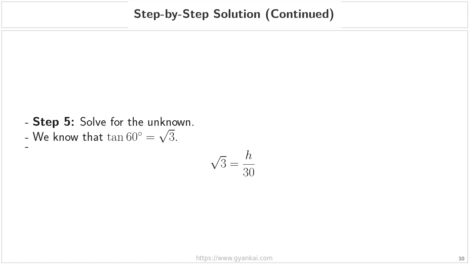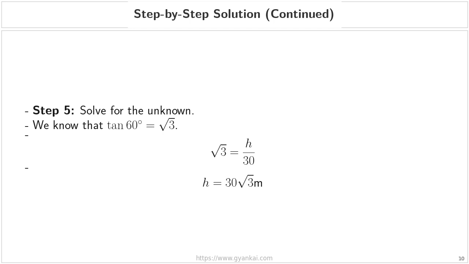When we plug that into our equation, we get the square root of 3 equals h divided by 30. To isolate h and find the height, we simply multiply both sides of the equation by 30. This leaves us with our final result. H equals 30 times the square root of 3, which gives us a height of 30 root 3 meters.